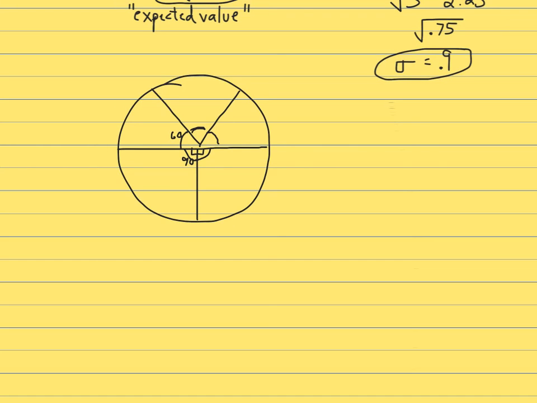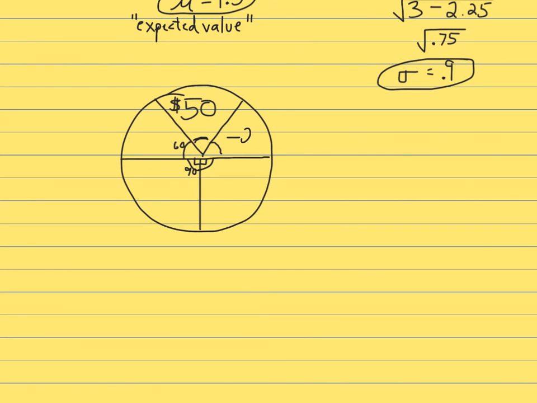Okay, in this top one, if the spinner should land here, you win 50 bucks. If the spinner should land here, you lose 20 bucks. If the spinner should land here, you win 5 bucks. If the spinner should land here, you lose 5 bucks. If the spinner lands here, you win 100 smackers.